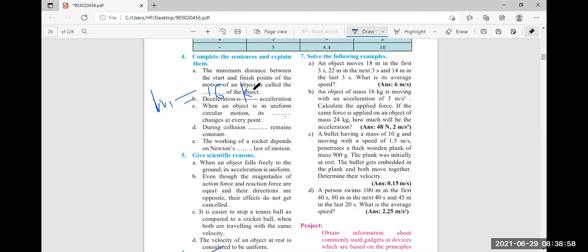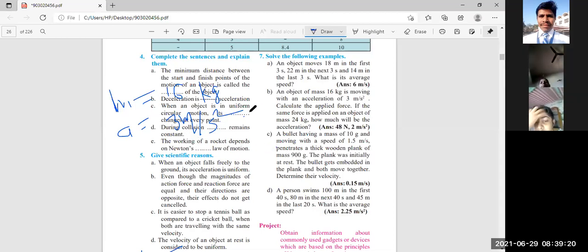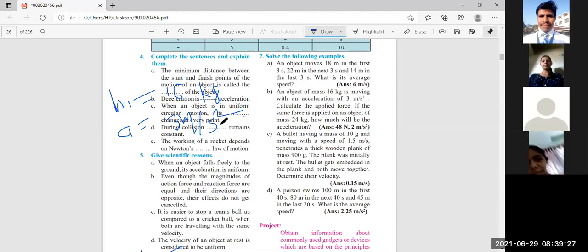Are you able to see what I am writing on this screen? Yes, sir. Okay. And acceleration is given. How much? 3 meter per second square. Everybody has to keep their videos on. Okay, A is equal to 3 meter per second square.